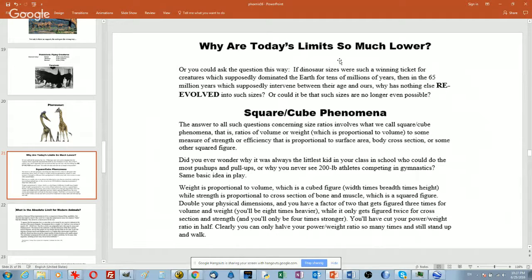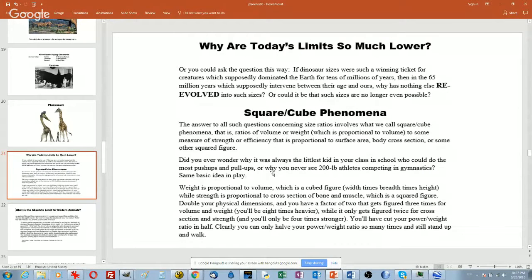The answer to all such questions concerning size ratios involves what we call square-cube phenomena, that is, ratios of volume or weight, which is proportional to volume, to some measure of strength or efficiency that is proportional to surface area, body cross section, or some other squared figure. Do you ever wonder why it was always the littlest kid in your class in school who could do the most pull-ups or push-ups, or why you never see 200-pound athletes competing in gymnastics? It's the same general idea.